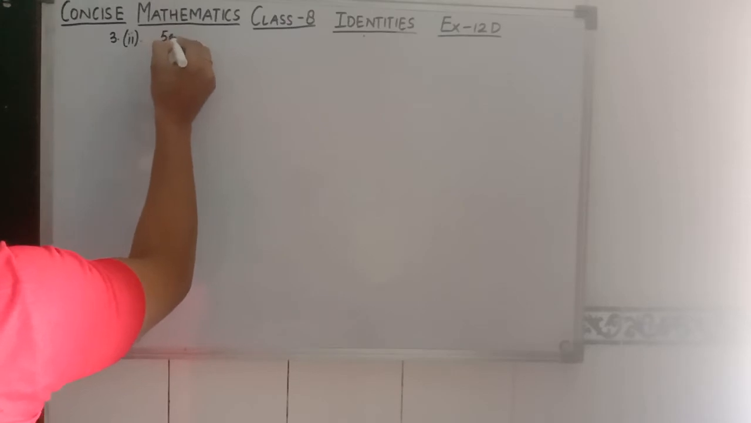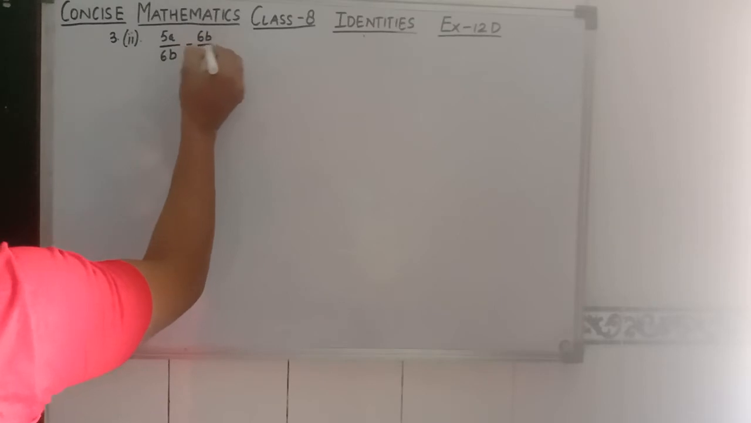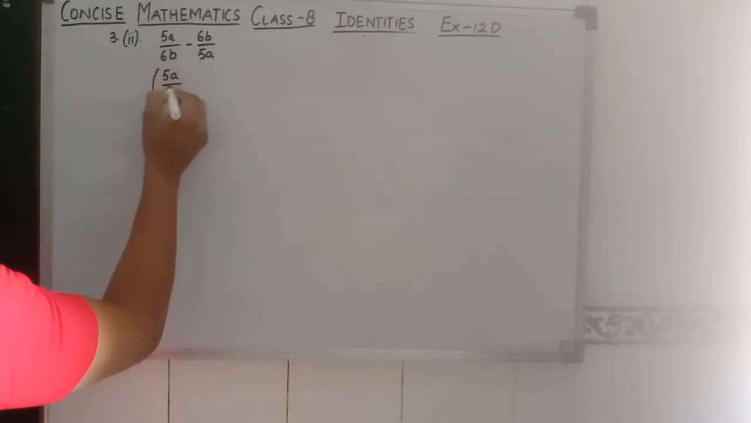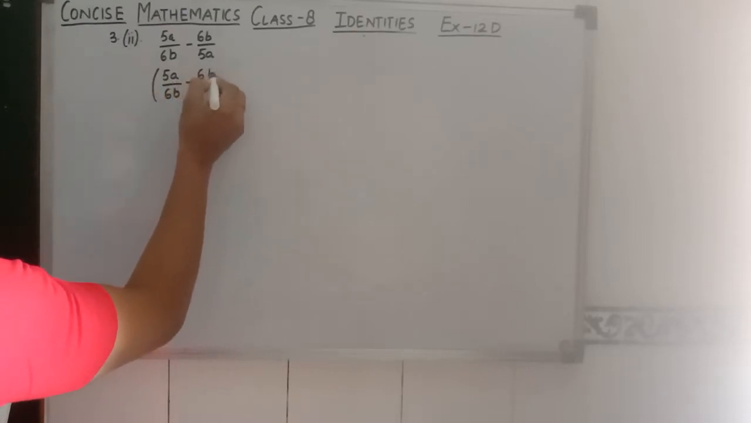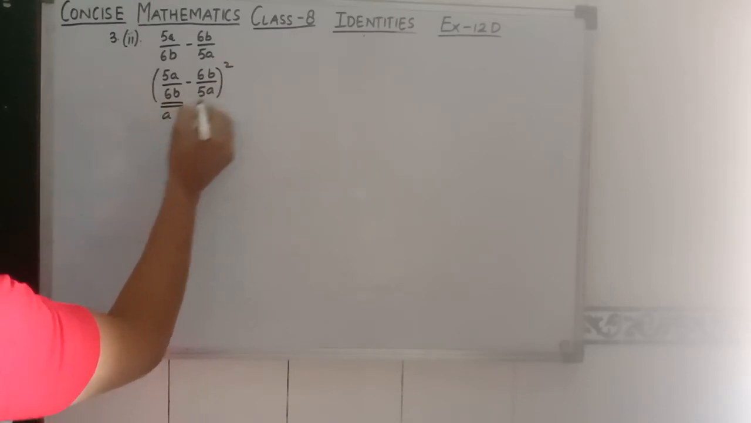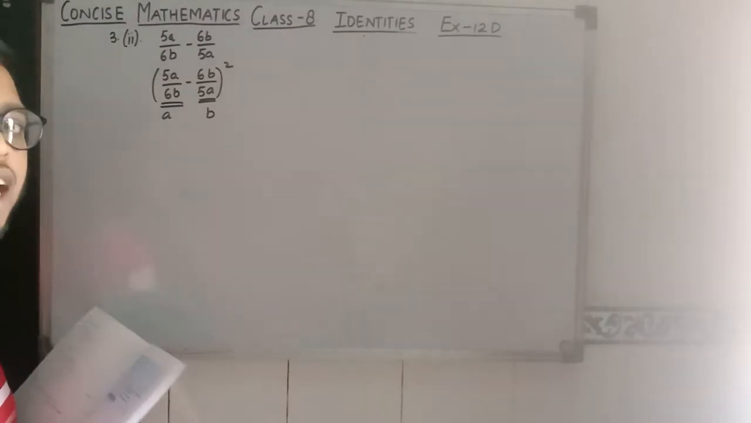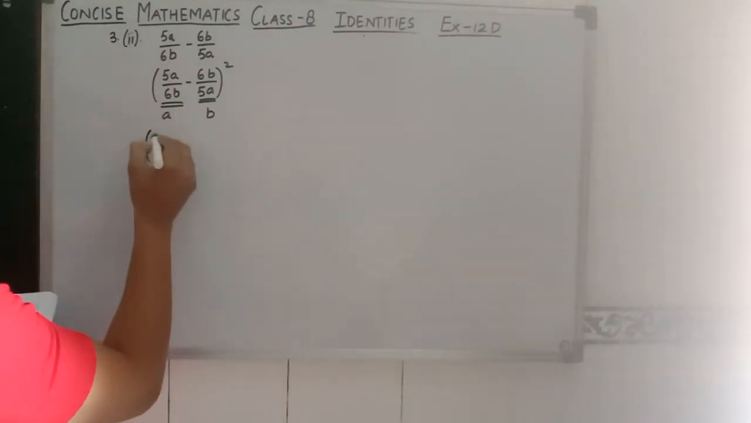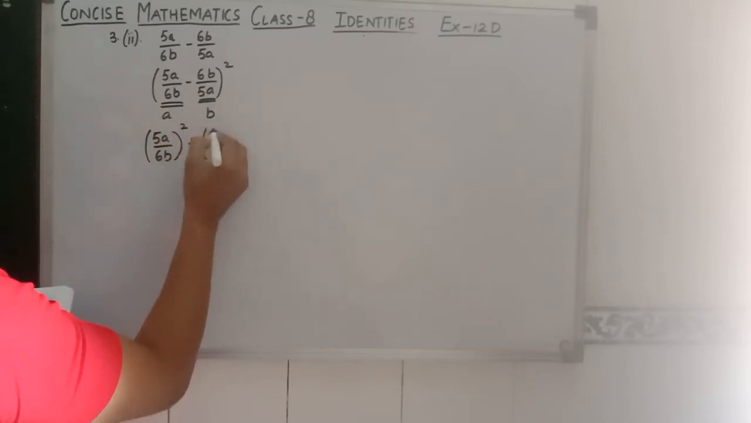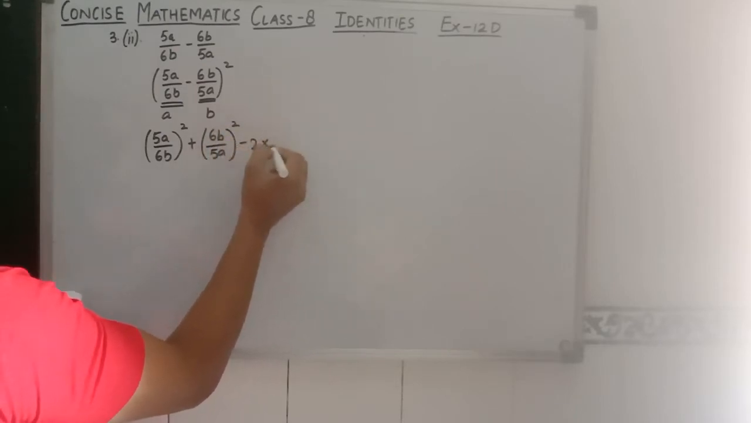Part 2 is saying 5a upon 6b minus 6b upon 5a. We have to find the square. So always remember that if a binomial is given and you have to find the square, it means you have to apply whole square. Now if you compare this term as a and this term as b, so it means you have to apply the identity of (a minus b) whole square, which is in first bracket a square, in second bracket plus sign b square, and after that minus 2ab.